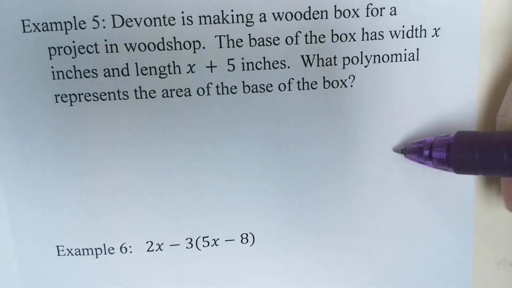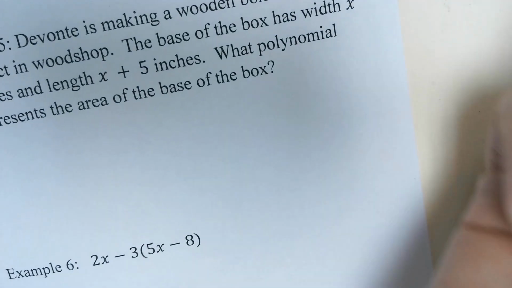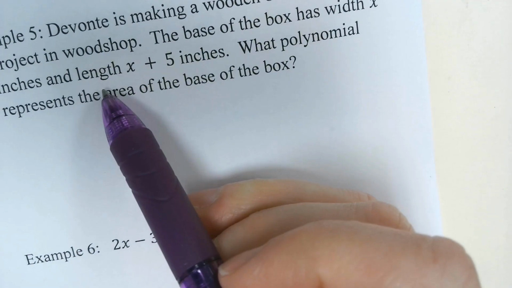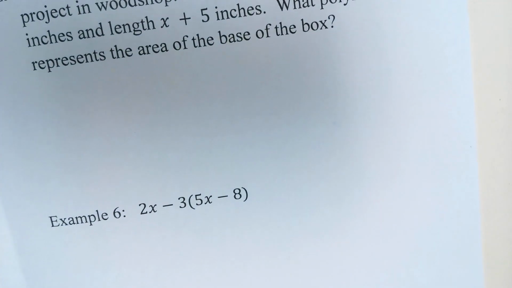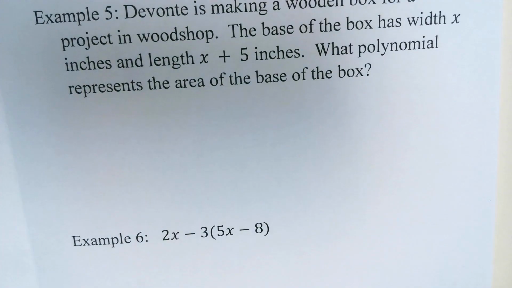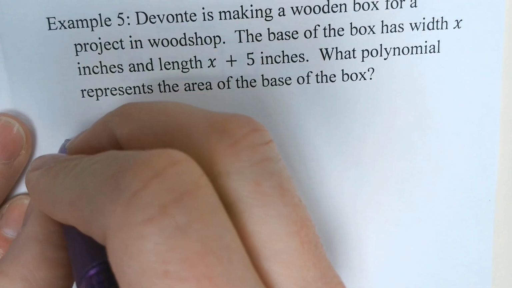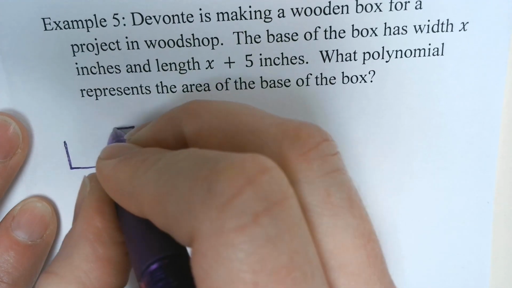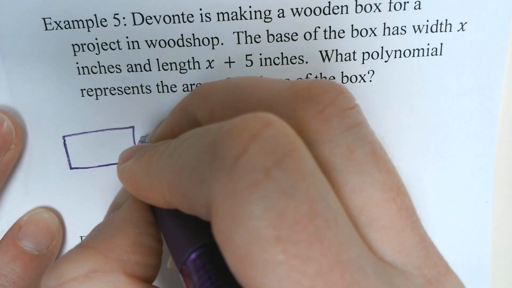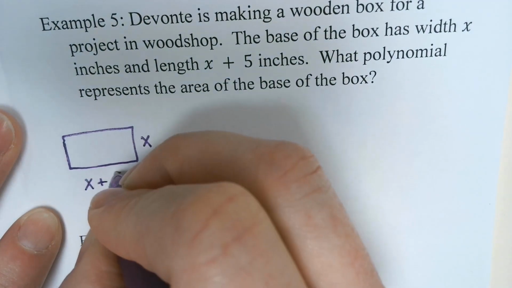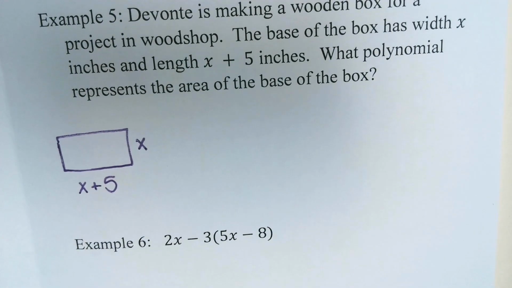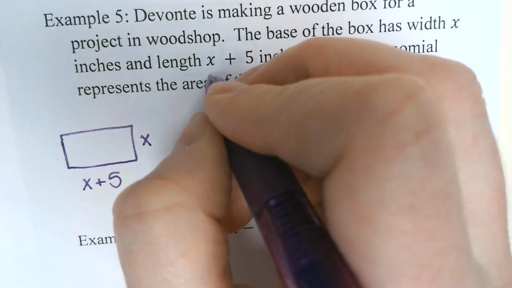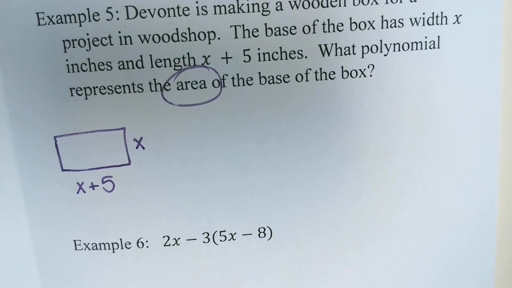Devonte is making a wood box for a project in woodshop. The base of the box has a width of x inches and the length of x plus 5 inches. What polynomial represents the area of the base of the box? So let's draw it. It says width of x and length of x plus 5. This is asking for area. How do you find area of a rectangle? Because this is a length times width.